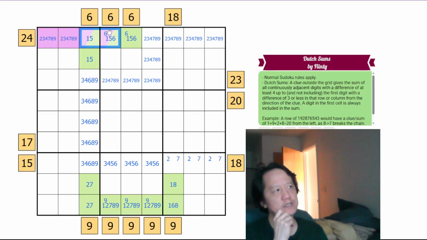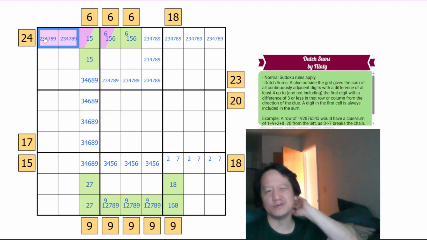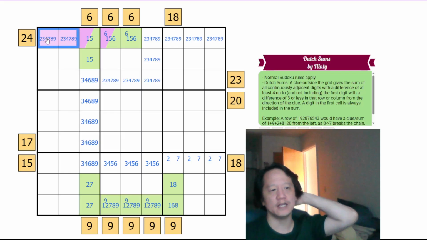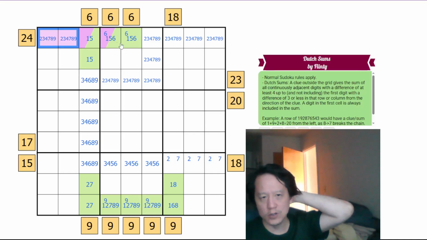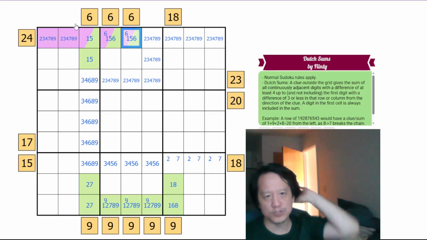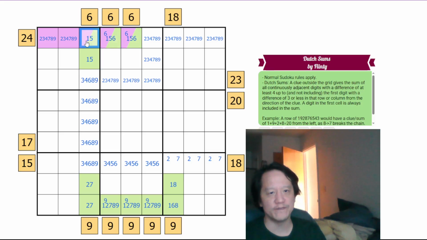So 1 and 6 at most is 7. 24 minus 7 is 17, but we cannot have all 3 of those. These two cannot be 8 and 9 with adding to the Dutch sum, because that's not a difference of 4. So this must include this, which means this must be 1 in between 5 and 6 here. So this is 1, which makes this 5 and 1. That makes this 6. So this is valid. This is valid. 1, 5, and 6 adds up.